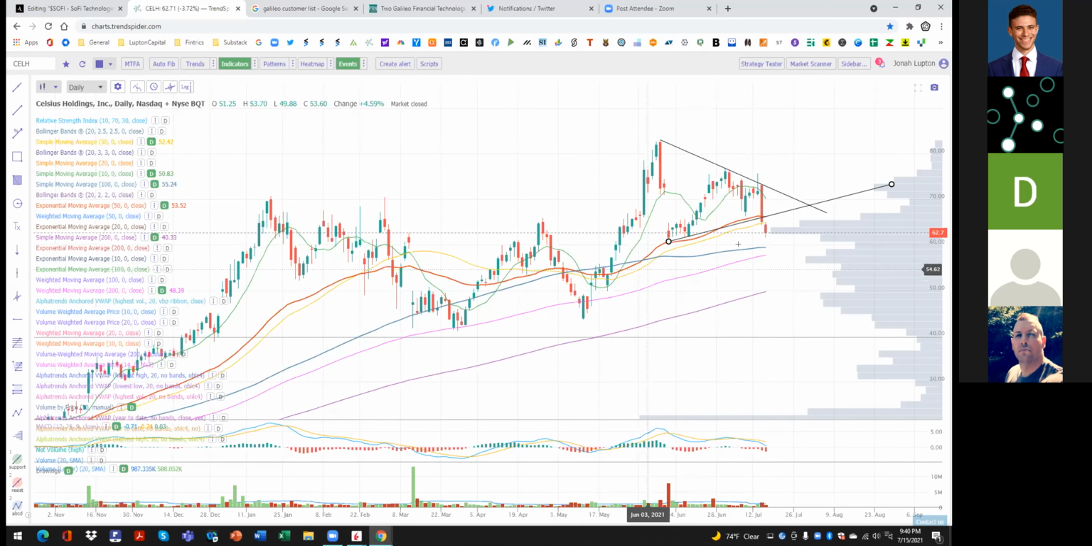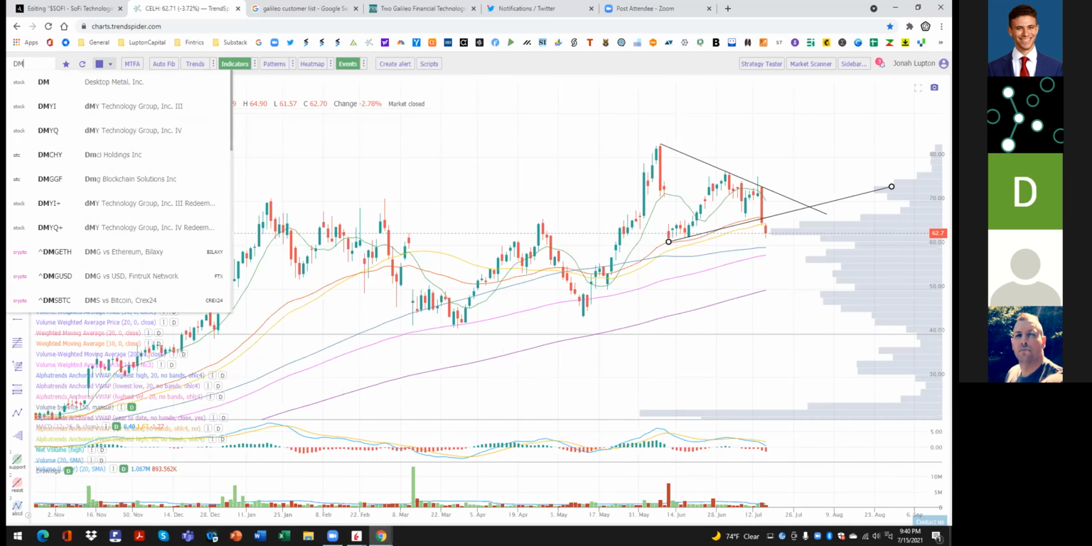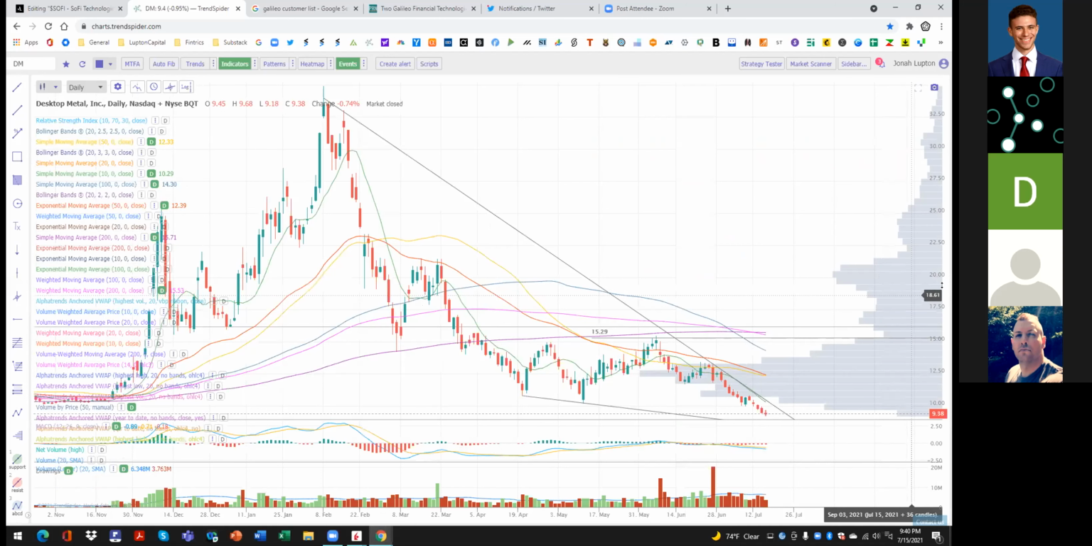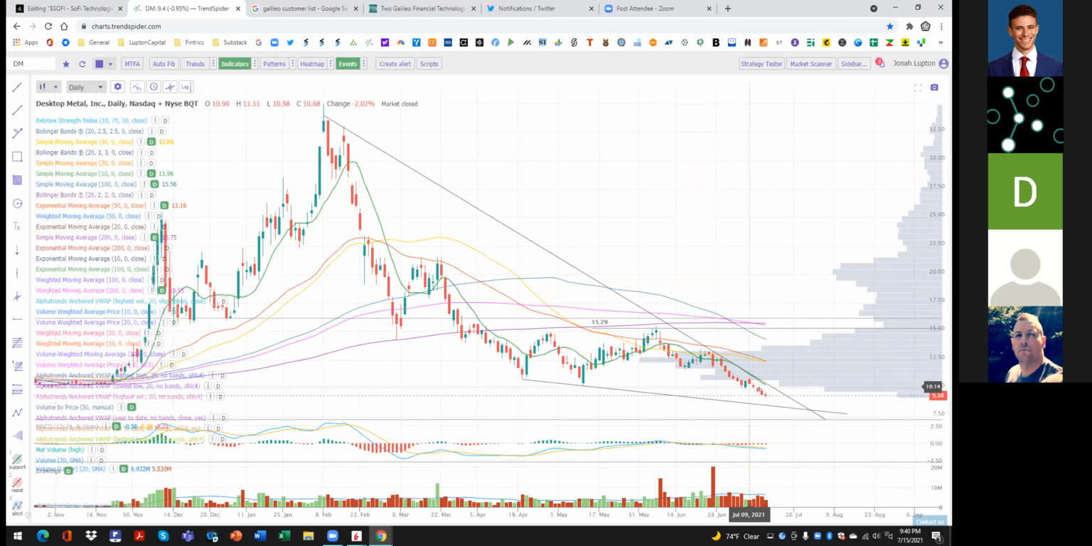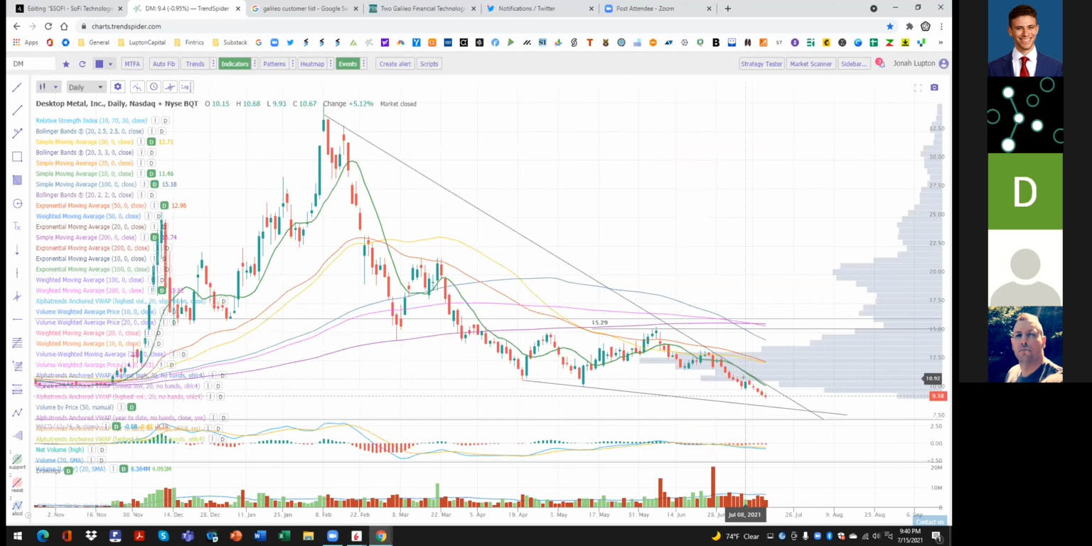In terms of Desktop Metal, I'm not sure exactly what I can say. It's a position I've been in for the last couple months. It's been bleeding red like a lot of other stocks. You go back 1, 2, 3, 4, 5, 6, 7, 8, 9, 10, 11, 12. So let's say 12 out of the last 13 sessions have been red on Desktop Metal. If that's not painful, I don't know what is. None of them are big drops. It's just painfully grinding lower.